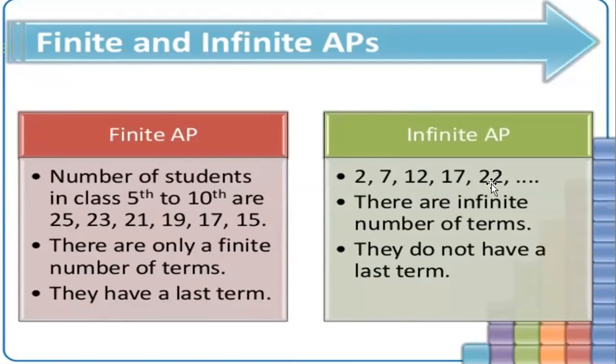But an infinite AP is 2, 7, 12, 17. Every time 5 is added to get the next number in the sequence. So there are infinite number of terms. There is no last term. Infinite AP, it moves on. 5 will keep getting added to every number and we get the next term in the sequence. So no last term is there in this kind of arithmetic progression.